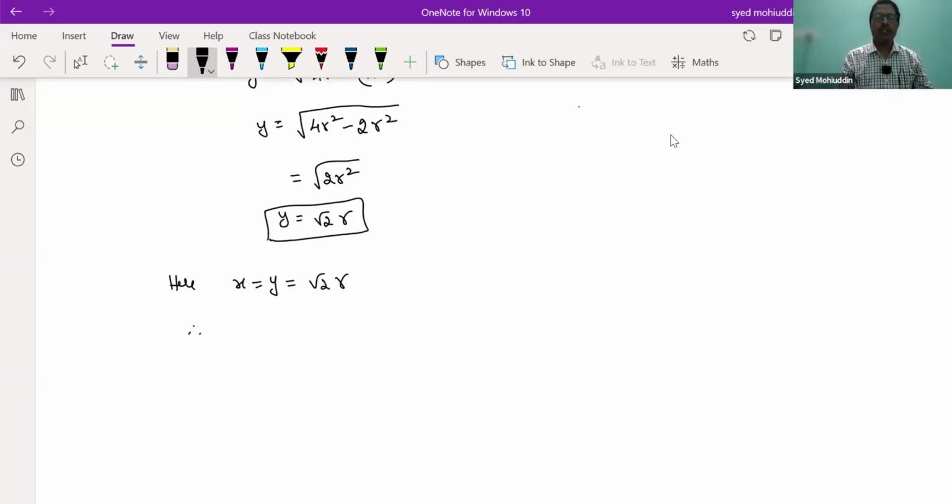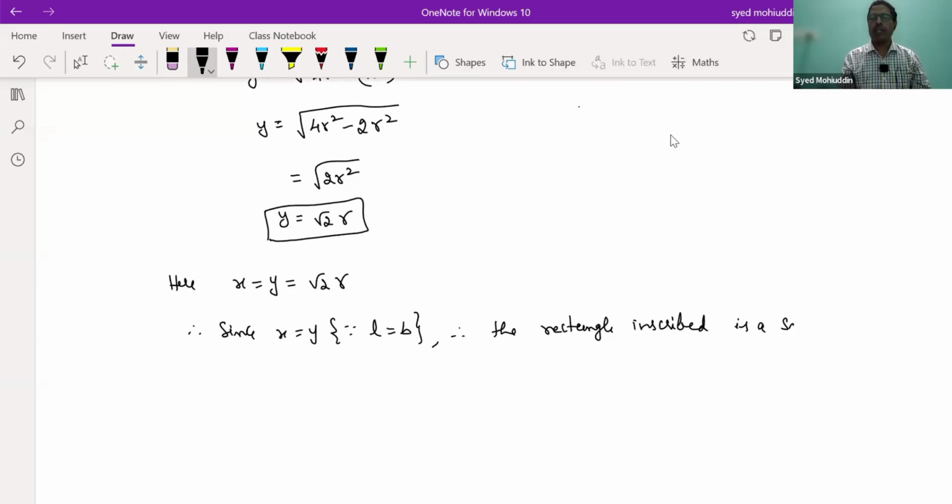Therefore, since x equals y, that is length equals breadth. Under which figure do you have length and breadth as the same? It is a square itself. x equals y. Therefore, the rectangle inscribed is a square. But is it a maximum or not?